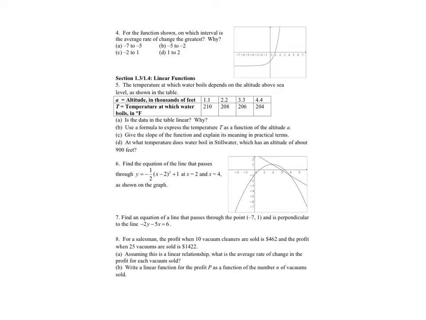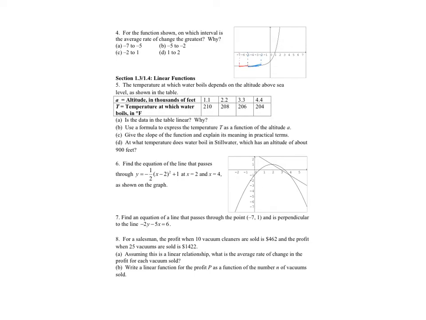So we want to know what interval has the greatest average rate of change. So let's just look at these intervals here. From -7 to -5, we go down to the function here, and I'm really measuring that slope there. And then -5 to -2, that would be this line segment here.